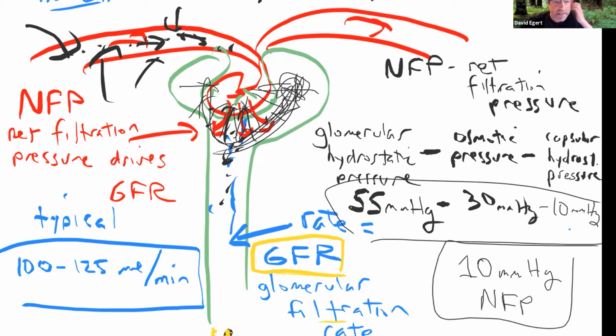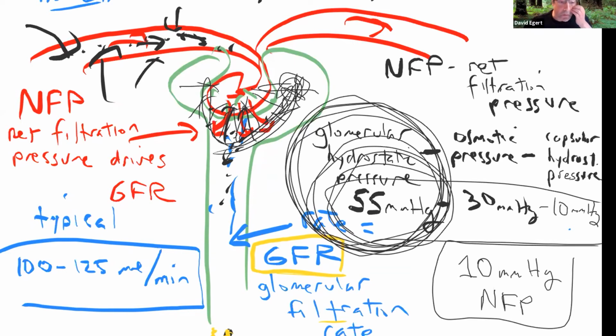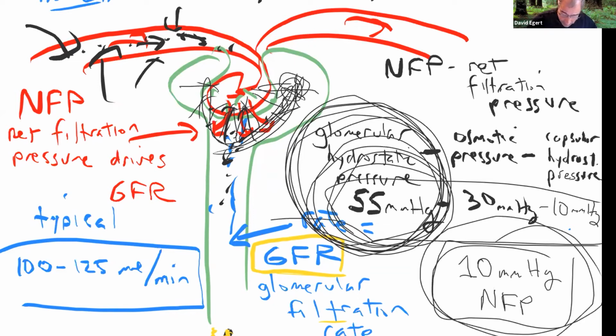So you can see that you really need to control this glomerular hydrostatic pressure to make sure you have this adequate net filtration pressure to drive the glomerular filtration rate. This is why the kidneys are so concerned about your blood pressure. We'll talk in more detail about the different ways that you can do this.